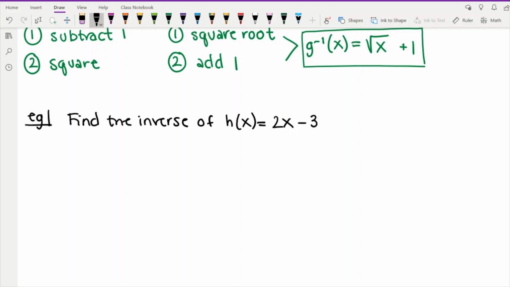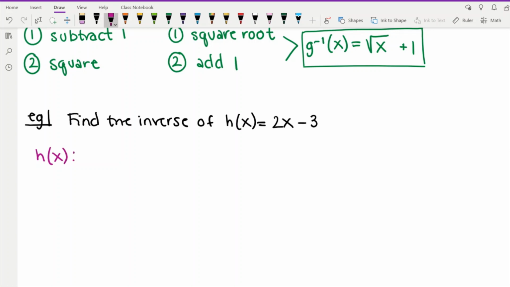And we don't need a domain restriction for this, right? Because it's a line. A linear function is already one-to-one. It does not need any restrictions to make it one-to-one. Okay, so same idea as we did in the last ones. Let's start by writing down what h of x does, and then we'll reverse it.